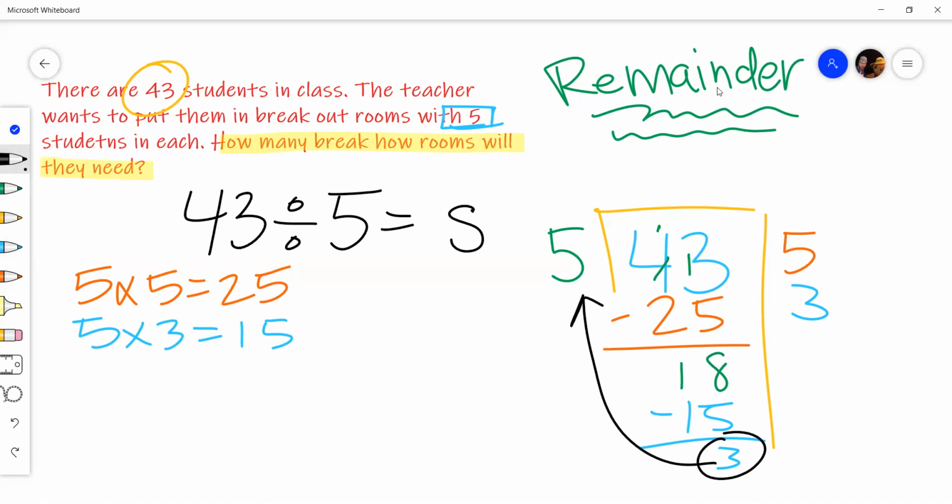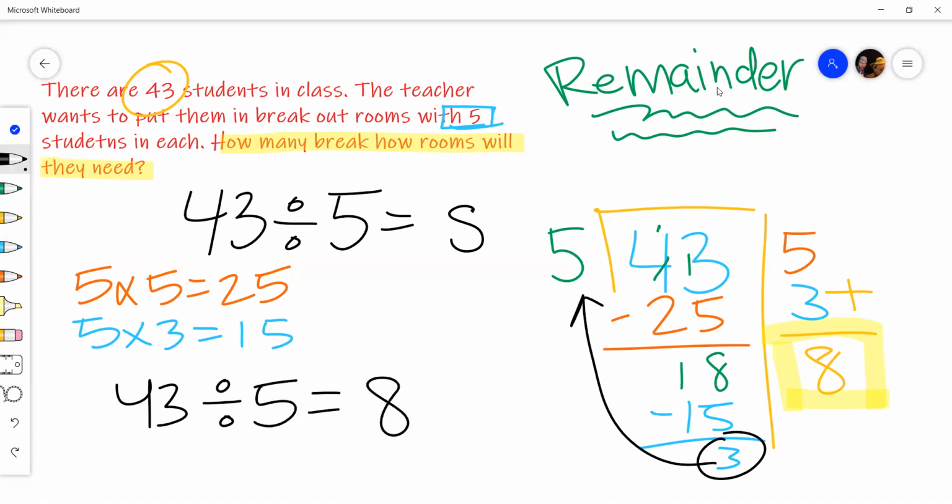So what we know is we've made, whoa, that's supposed to be an 8, trust me. We've made 8 whole groups. So there's 43 students and we're putting 5 in each breakout room. Right now we have 8 full breakout rooms, but then we have this remainder of 3 students out of 5, right? So now this is the math. That's what happened. That works.